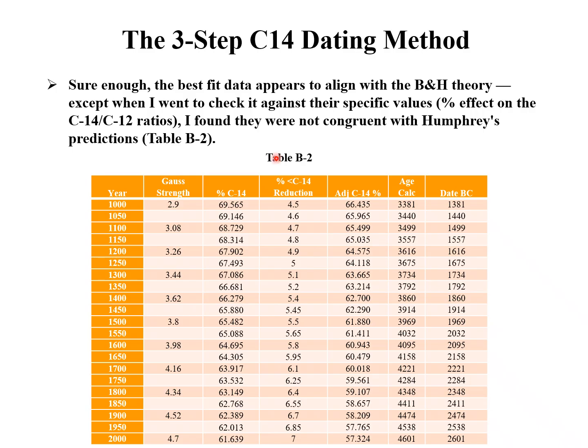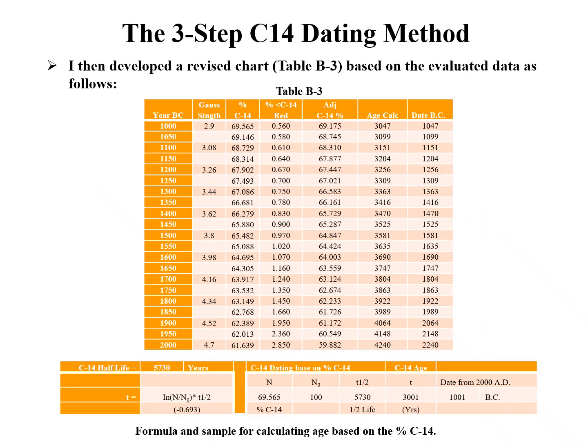Look at table B2 with Humphreys' prediction. All right, so here's table B2. Here's the Gauss strength that he predicted. Here's the percent of carbon-14. Here's the difference that he's saying it would be affected by, and what the BC date would be based on the percent differences. Okay, so he was wrong here. Doesn't match up to mine.